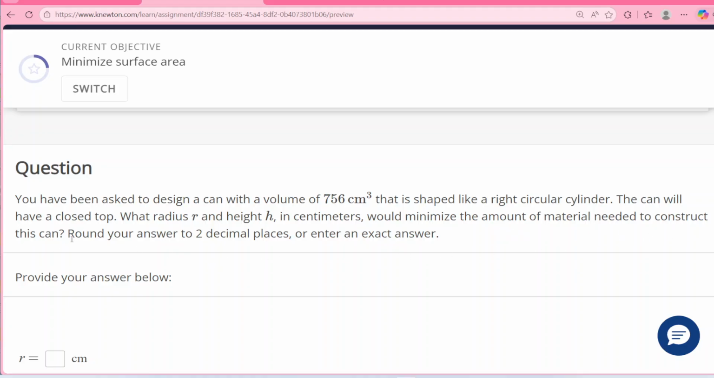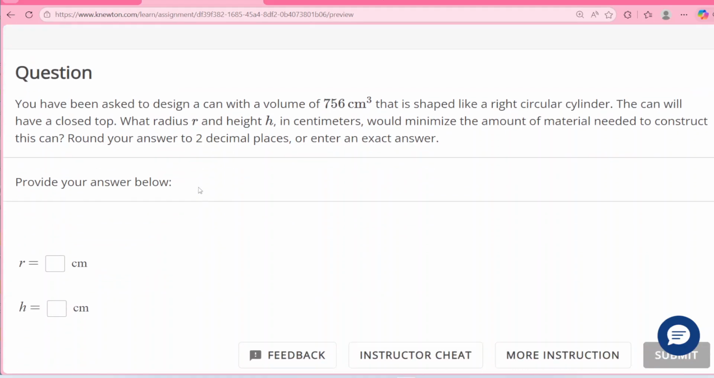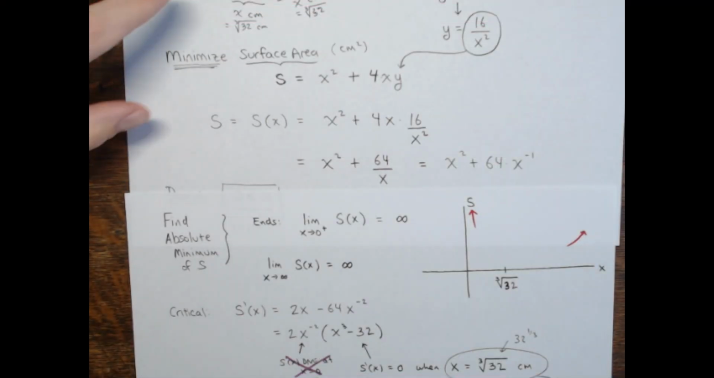to construct this can? So this is one where, once I set my function up, I could just use Desmos to help me out, because they're asking me to round my answer to 2 decimal places, or enter an exact answer. So I'll try to find the exact answer first. Let's go through that.